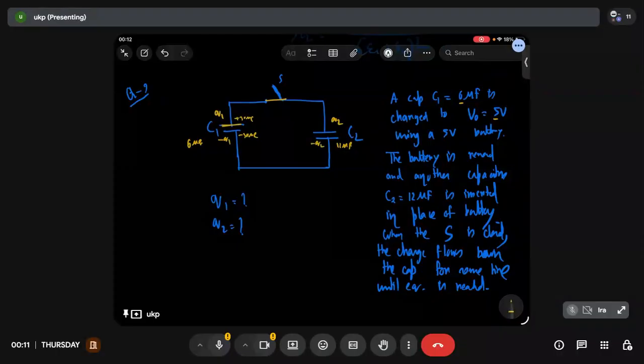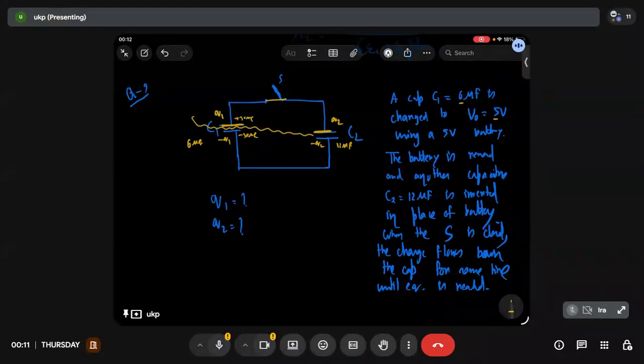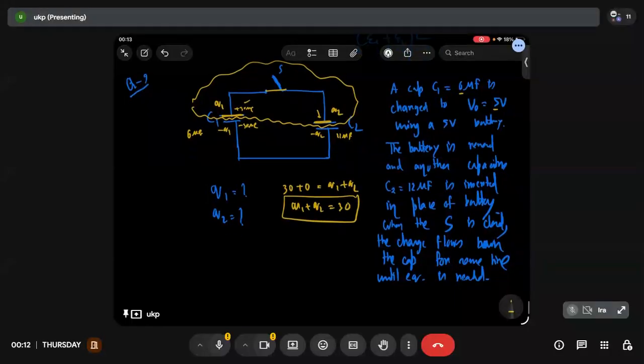But again, look at this particular plate and look at this plate. Can I say that the two plates are collectively isolated from the rest of the circuit? So the sum of charges in these two plates will remain constant. What charge was initially here? Charge was 30. In this plate initially the charge was 0. So the initial charge on the two plates, 30 plus 0, will be equal to the final charge on the two plates, which will be Q1 plus Q2. So one equation I am getting: Q1 plus Q2 equal to 30. Cakewalk, makes sense? Let's move to the next.